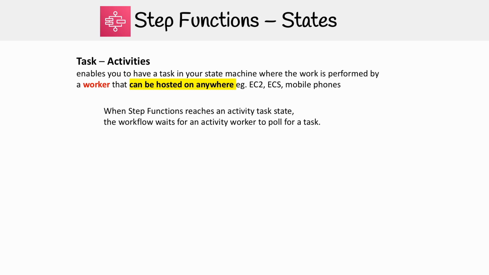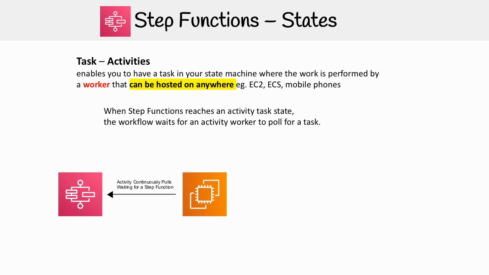So to reiterate, when Step Functions reaches an activity task state, the workflow waits for an activity worker to poll for a task. So imagine you get to that state and you've set up this activity on an EC2 instance. That's the EC2 instance. This entire time it has been polling, waiting for the step function to enter the state. And as soon as it enters that state, it activates its job, and then reports that back, and then the step function moves forward.